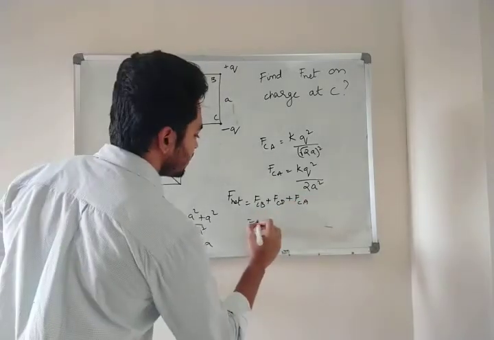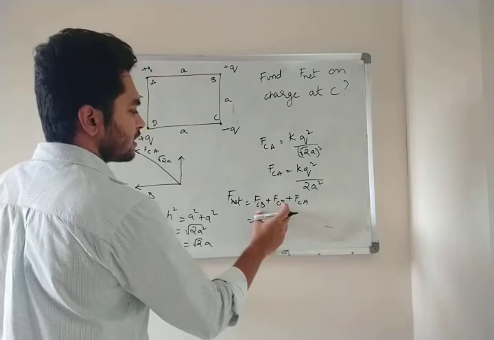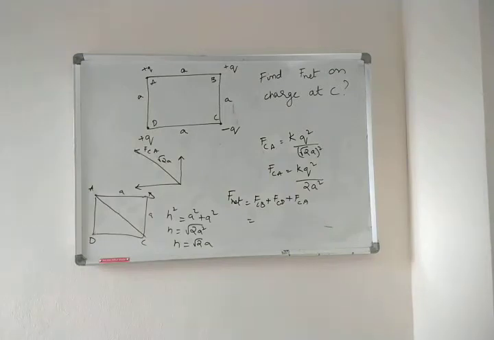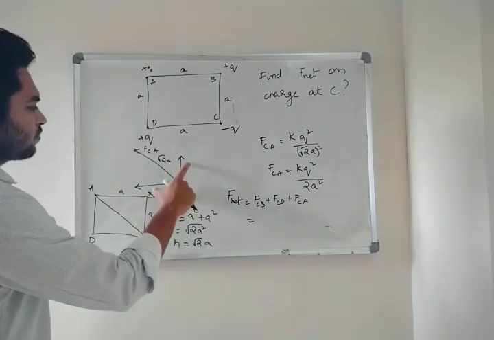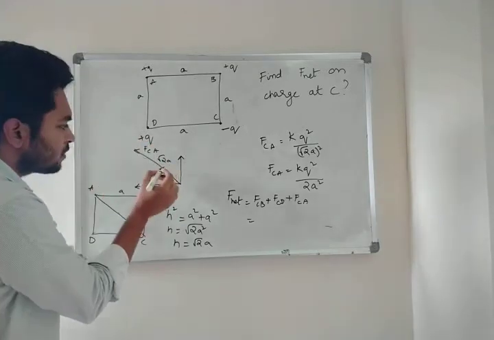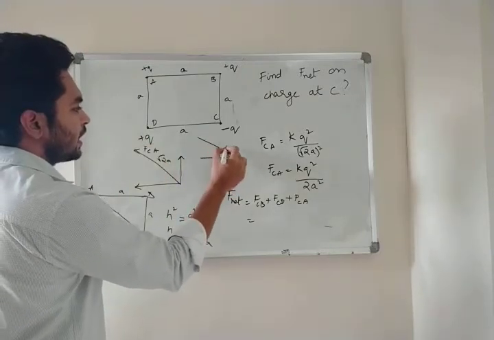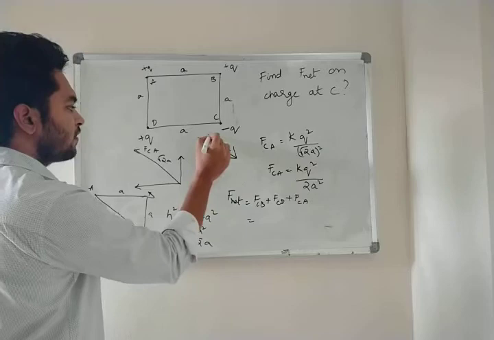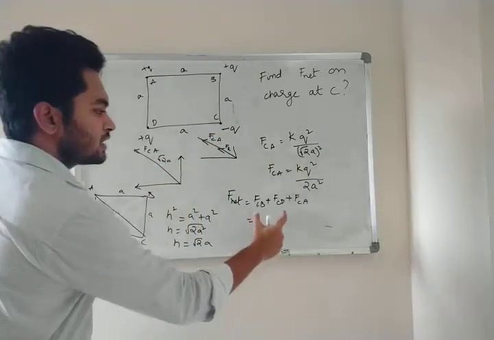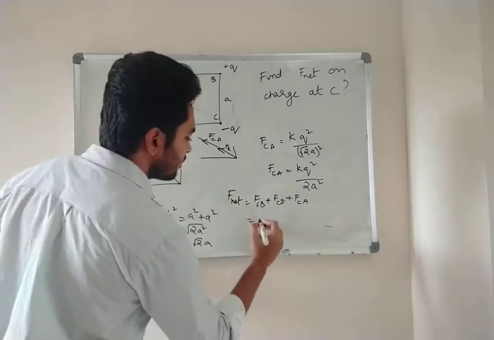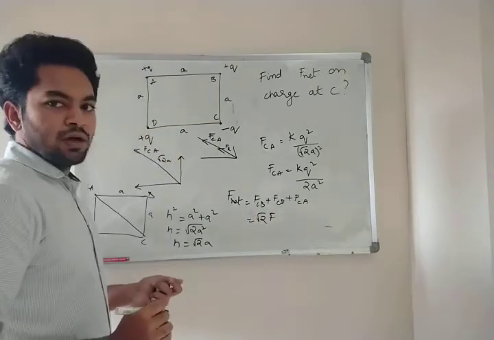So after solving this, what did we get? After solving this, what did we get previously? After solving both these forces, I got a resultant also. The resultant is also in the same direction as this FCA. So our resultant FR is also in the direction of FCA. So what resultant did we get? We got root 2F.